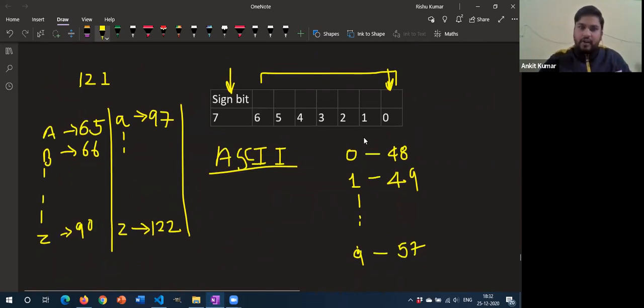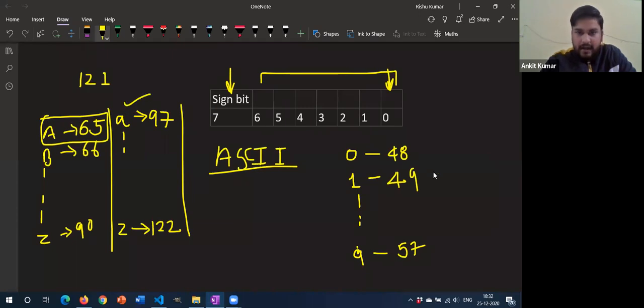On Google, you can search for ASCII table. There you will get the table for all the codes and all the symbols, all the alphabets, all the numbers that you have. All the codes will be given in that table. But you should remember at least the code for capital A, small a, and 0. Because if you know the codes of these, you can calculate for the successive characters.